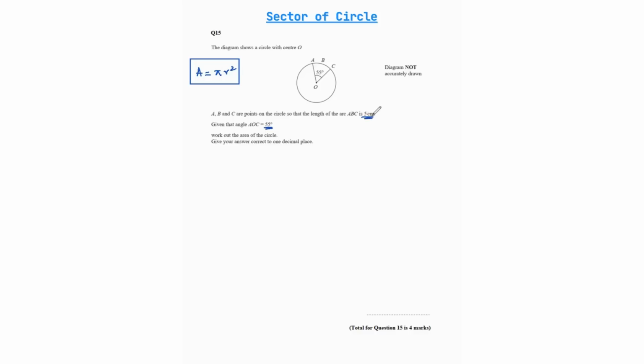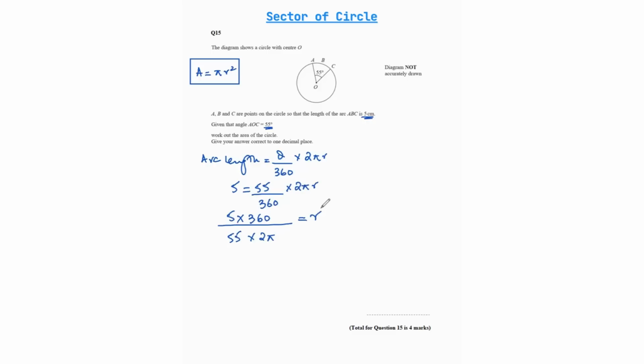So using this, we can find the area because arc length has the formula of theta over 360 times 2 pi r. Arc length is 5, theta is 55, and r is what we need to find. So that's the only unknown thing in the equation. So we do 5 times 360 divided by 55 times 2 pi. We bring everything on the left-hand side and isolate r, which is what we're trying to find, on the right-hand side. So let's solve that.